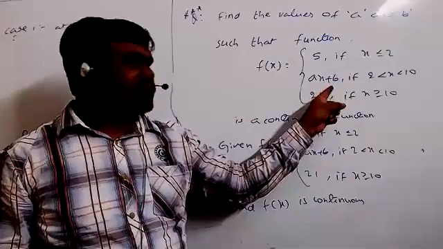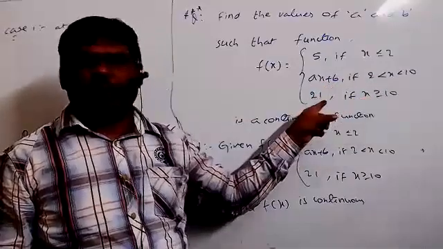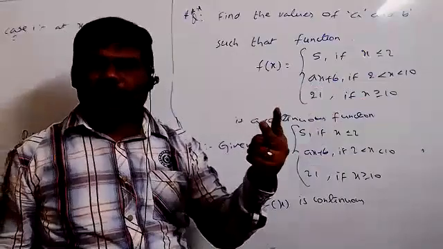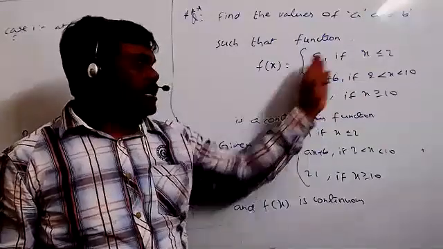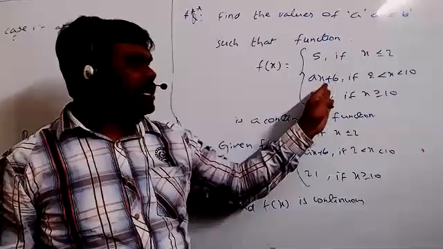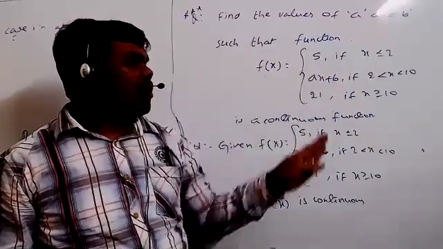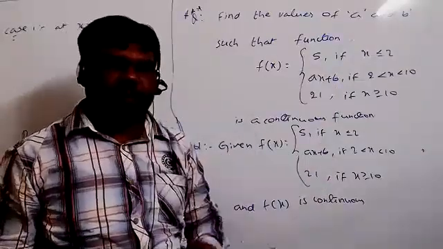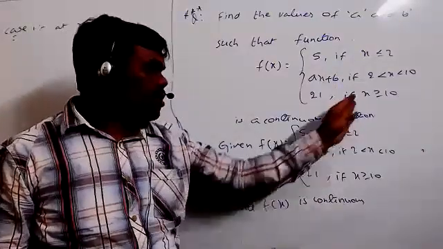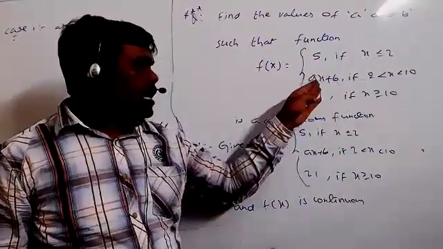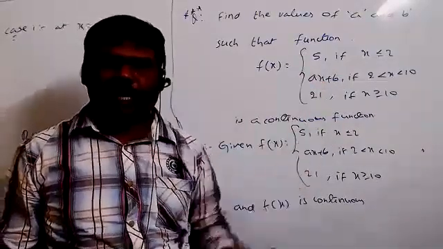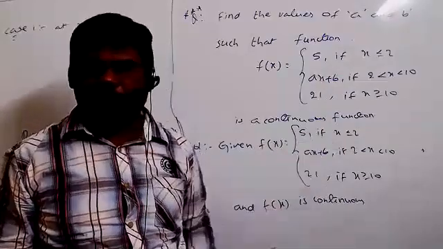But when you are taking x more than 10, again it is 21. From the first and second case, we get two equations. When you take x equal to 2, we get one condition: ax plus b equal to 5, meaning 2a plus b equal to 5, the first equation. When we take x equal to 10, 10a plus b equal to 21 is the second equation. By solving the first and second equations, we will get the values of a and b.